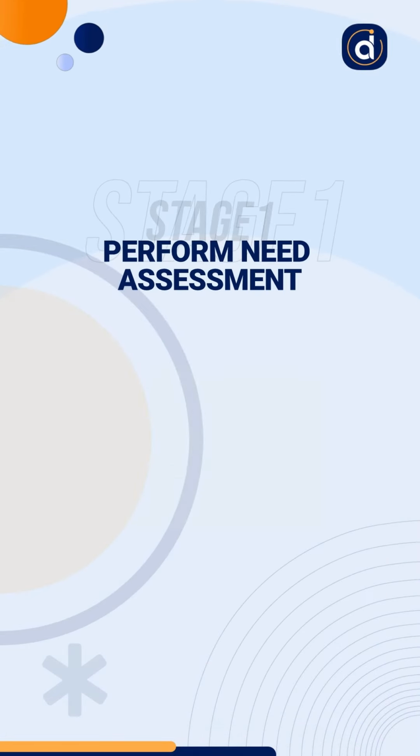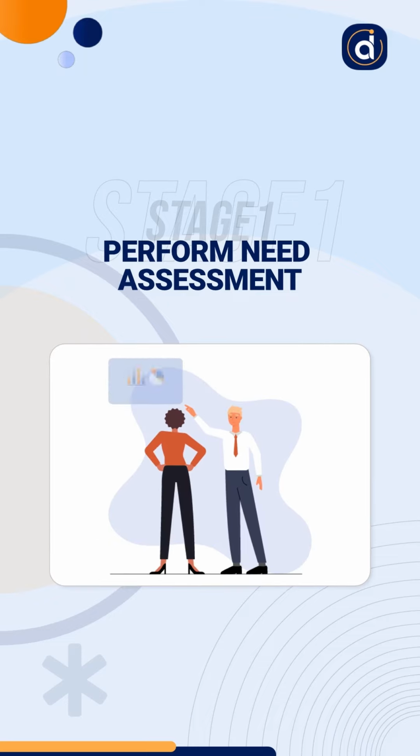Stage 1. Analyze the current state to identify problems or opportunities and determine what's needed to reach the desired future state.